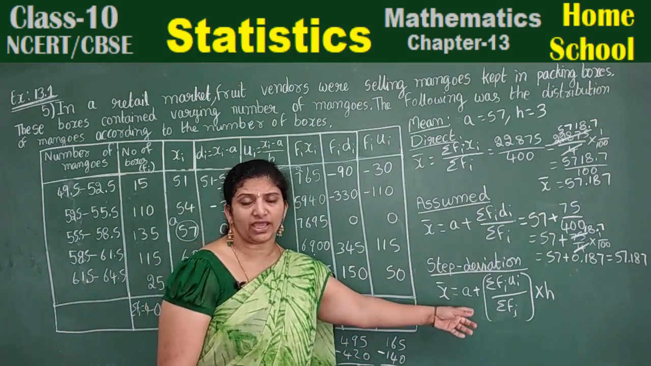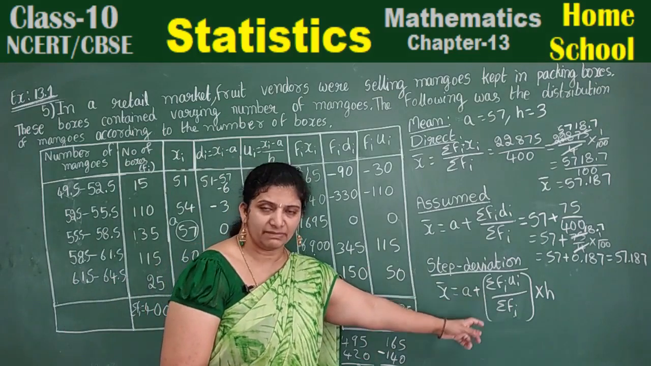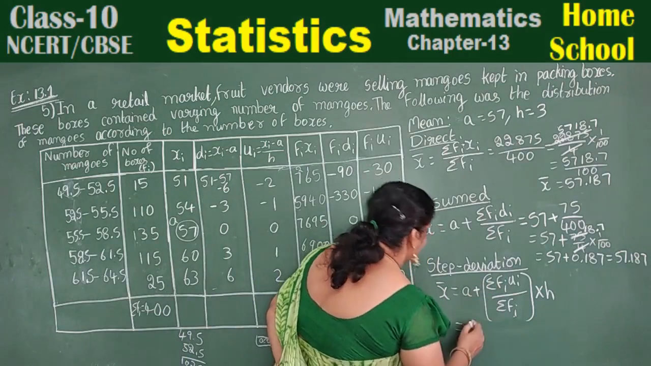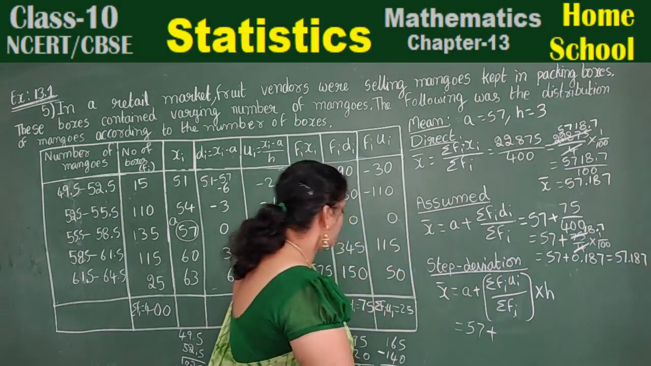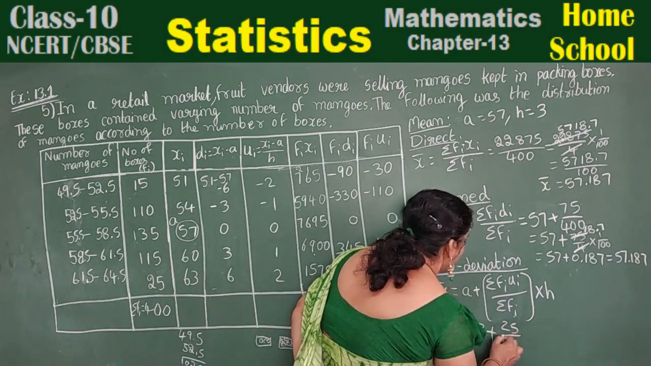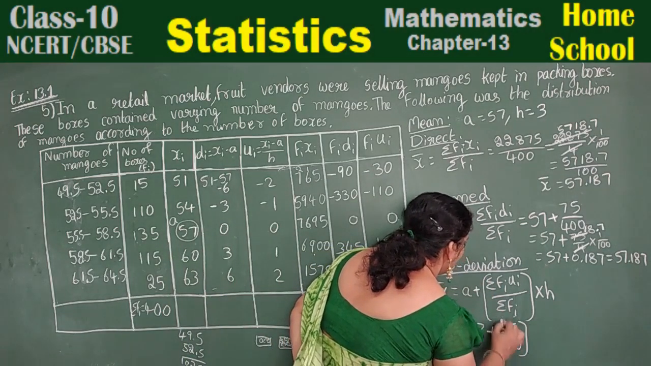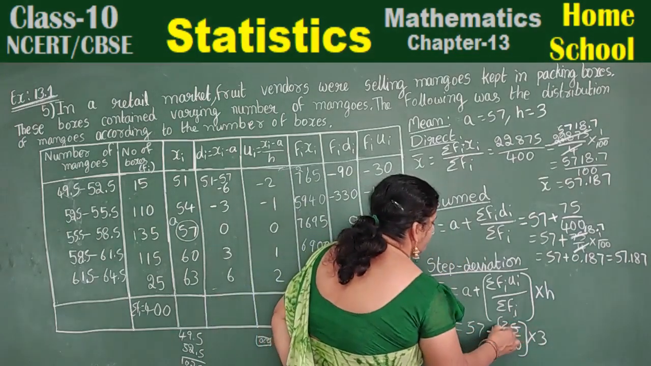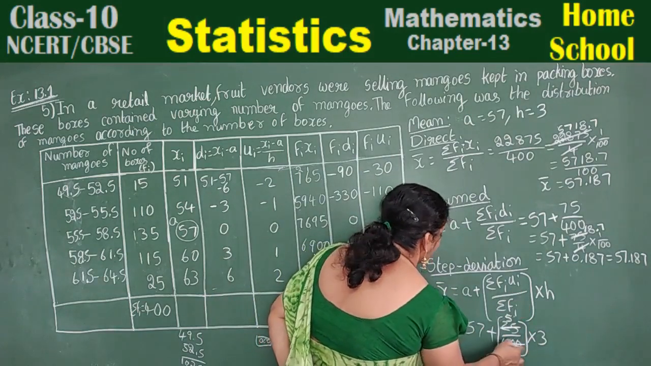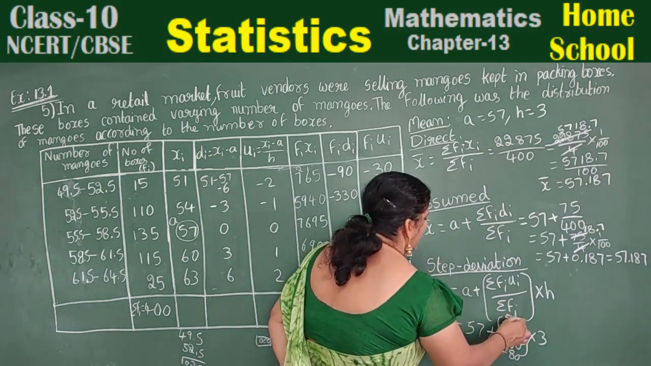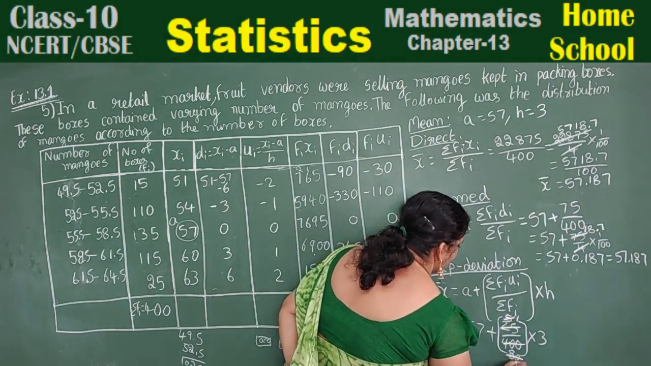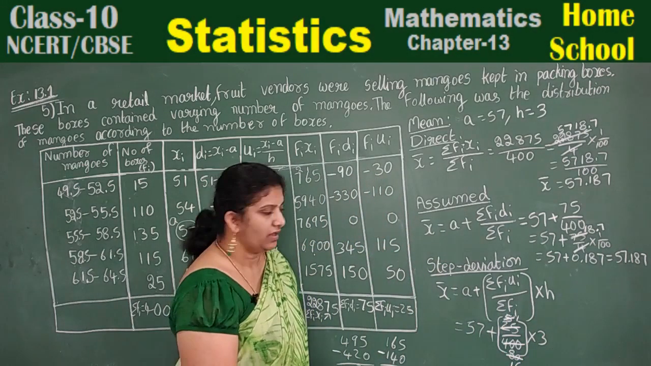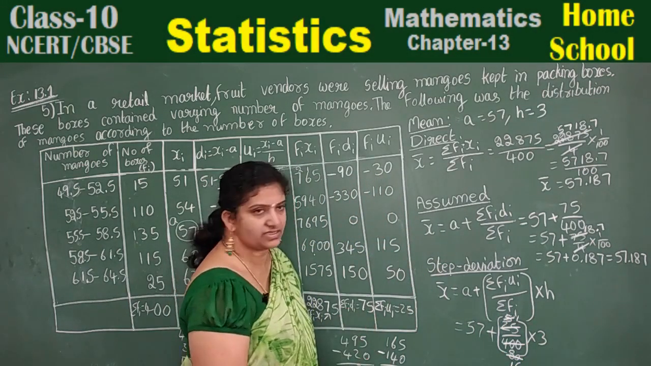Apply this in the formula. X bar is equal to a plus summation fi ui by summation fi into h. A value is 57 plus summation fi ui is 25 by summation fi 400 into h value is 3. Okay. Now 5 5s are 25, and cancelling, 3 by 16 you got.